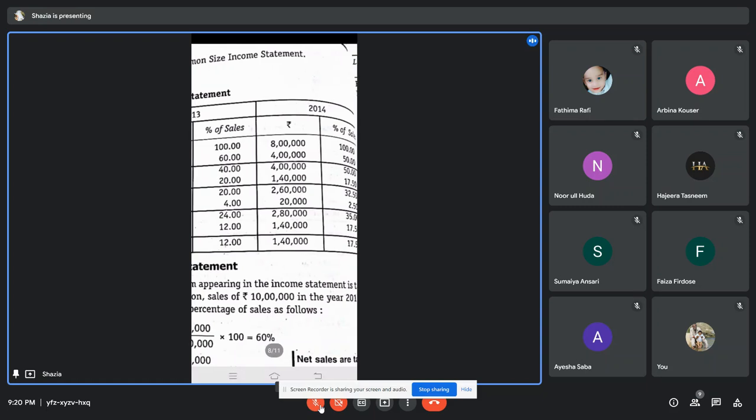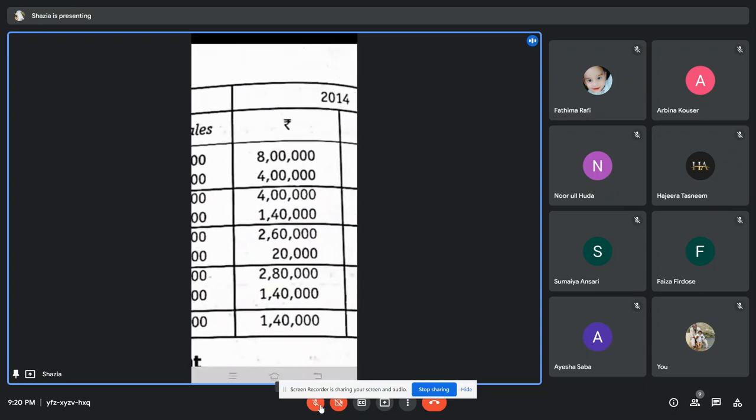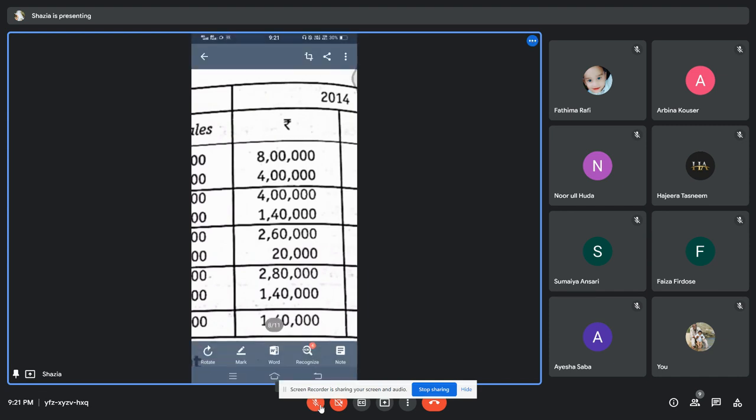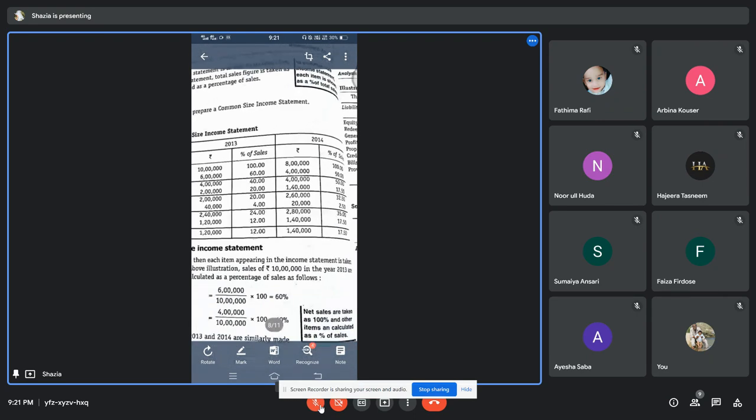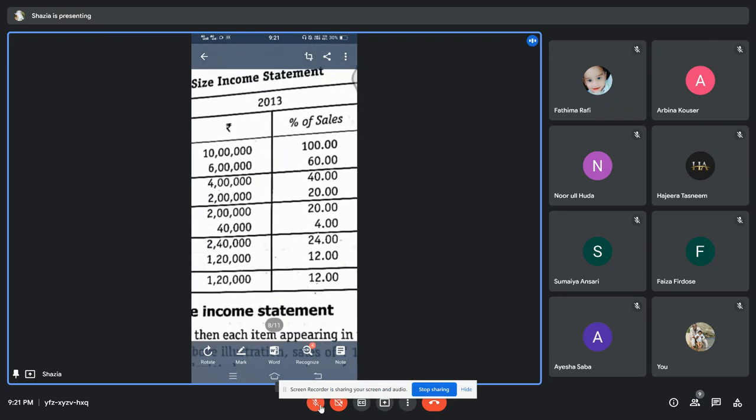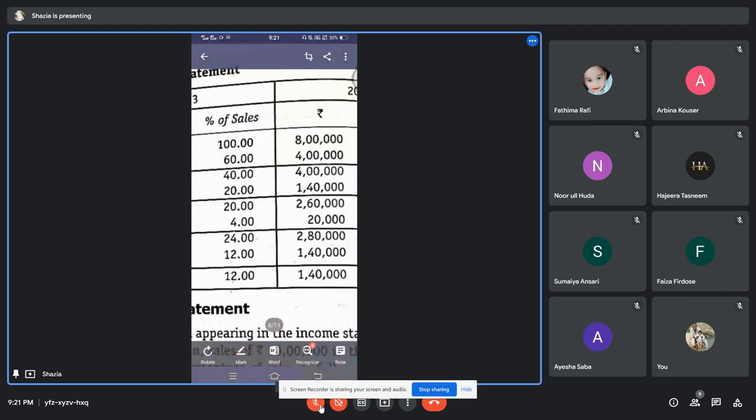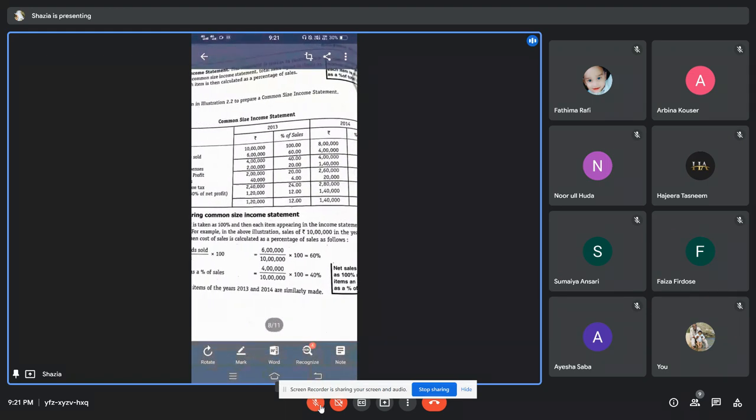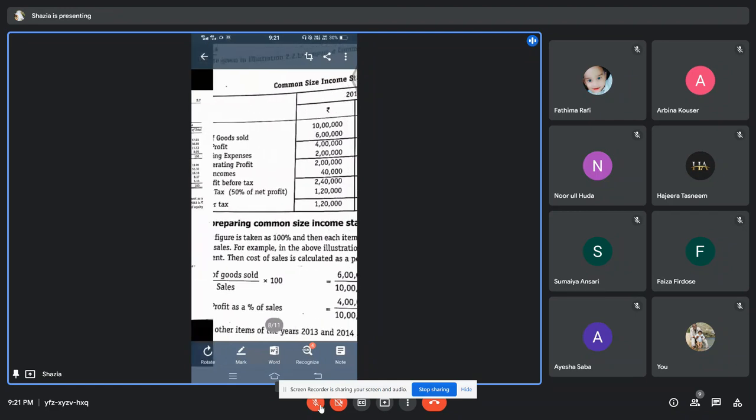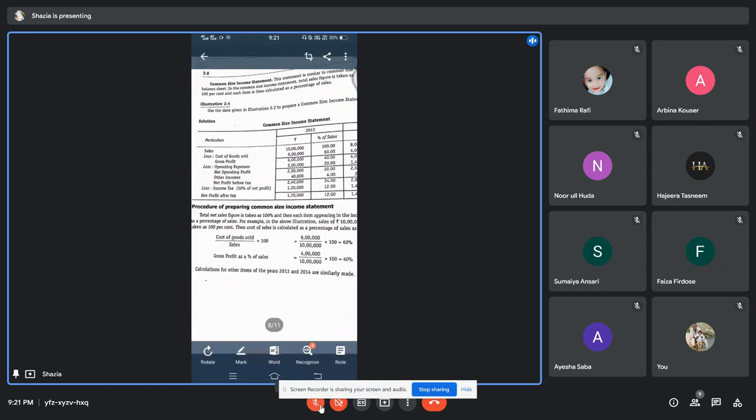So you have to take 8 lakh, this sales, this 8 lakh will be divided with all the rest of the items. For 2013, 10 lakh is the base amount, that is the common amount. And for 2014, sales of 8 lakh is the common amount. So this 8 lakh should be divided with the rest of the items. Now, we have a procedure to do the profit and loss account.